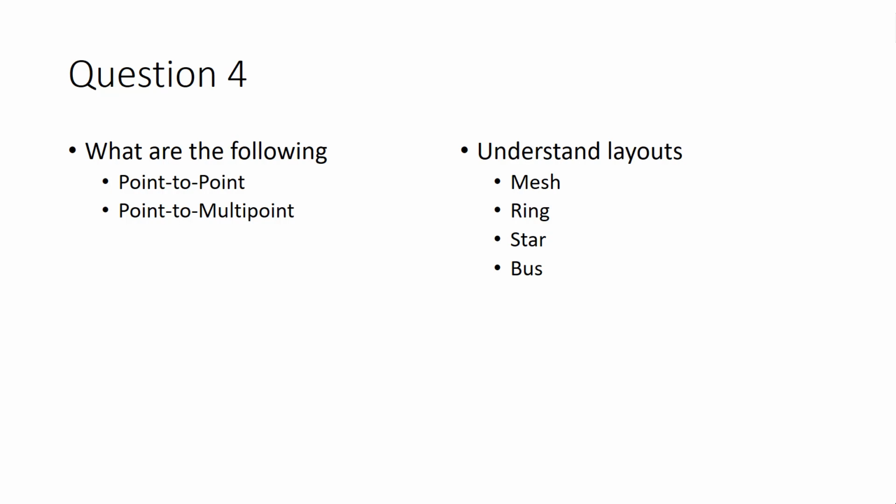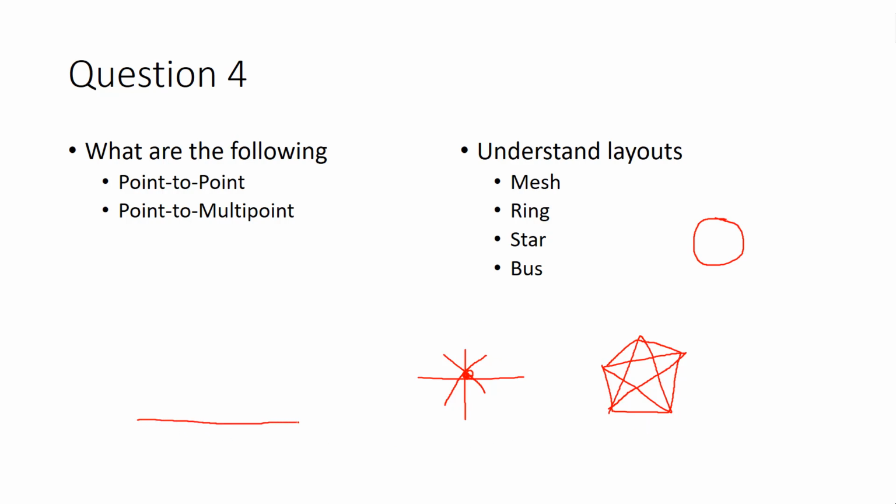Sorry, I was describing a star. A ring is a giant circle. So a ring is a circle. A mesh is like this. All nodes connect to all other nodes. A star typically has a centralized component that everything connects to. And a bus is a line that people just kind of feed off of, and they take turns communicating.